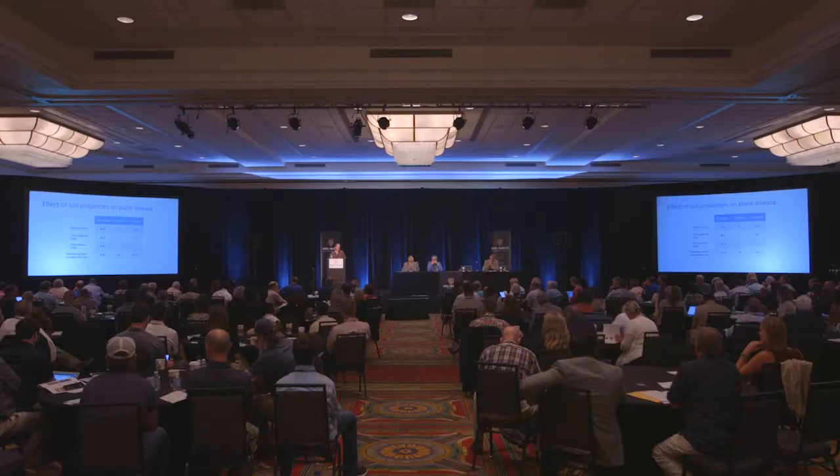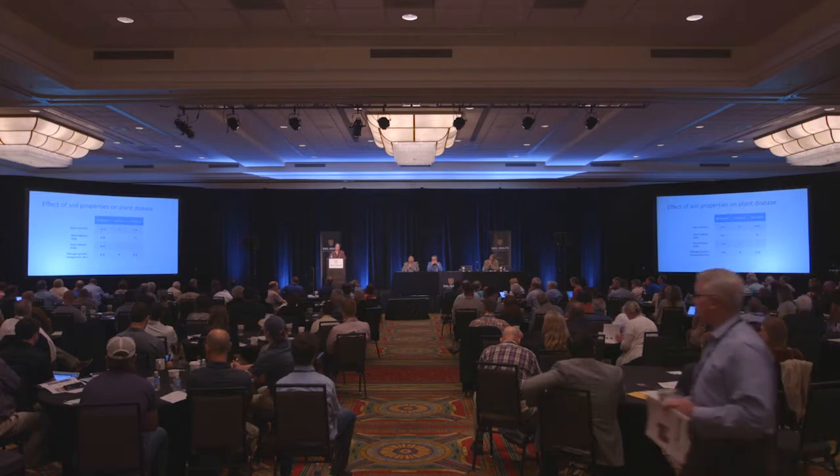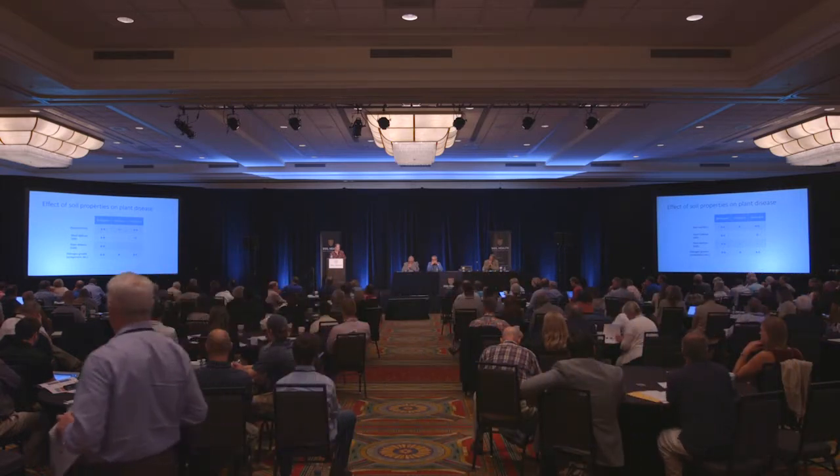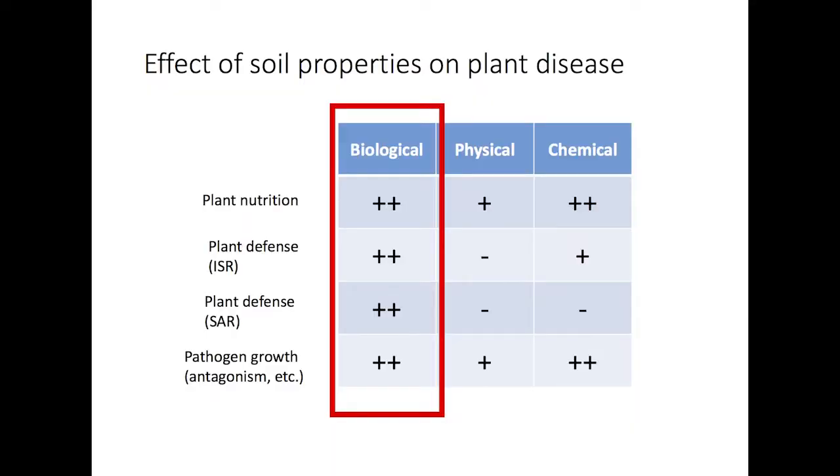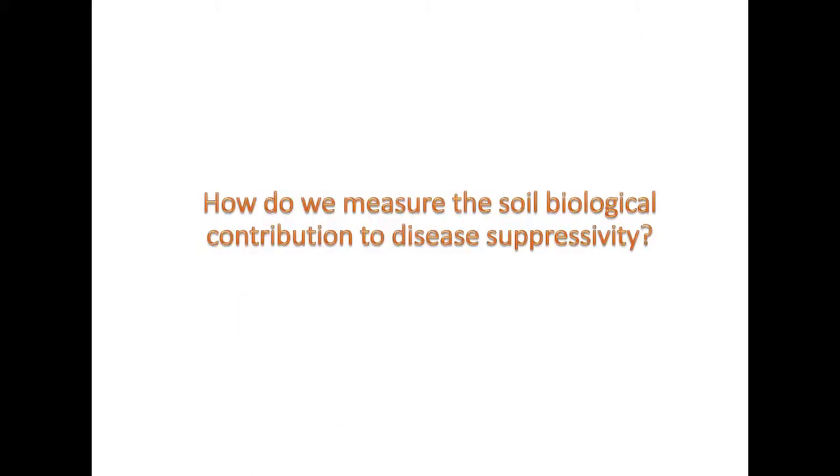With these three different processes, biological, physical, and chemical, they're all going to have different impacts on plant nutrition, plant defense, induced systemic resistance, acquired resistance, and pathogen growth. And we could argue about the relative contribution of these different processes, but I just want to make the case, in my mind, that biological is one of the key factors influencing all of those and the development of disease. Hopefully I convinced you that we should be looking at the biological component.